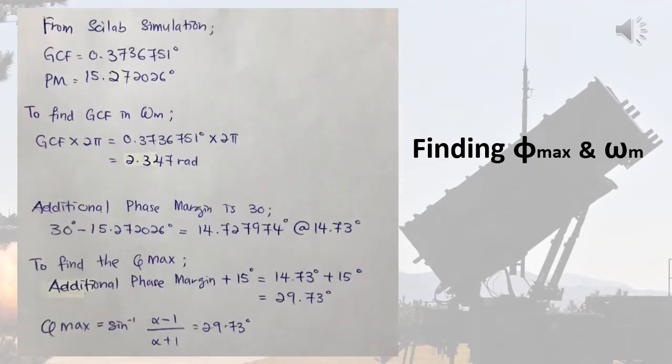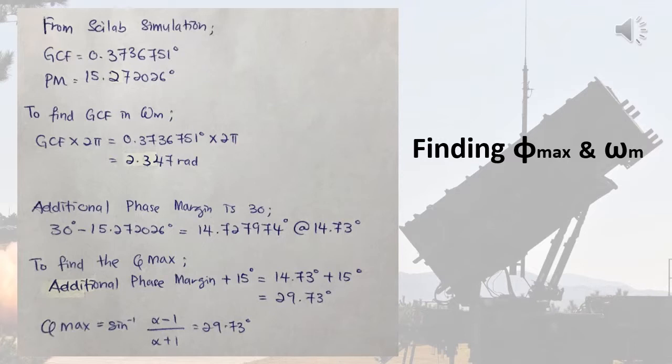From the Scilab simulation, the gain crossover frequency GCF is equal to 0.3736751, and the phase margin PM equals 15.272026 degrees. To find the GCF in omega m, we multiply GCF by 2 pi: 0.3736751 times 2 pi equals 2.347 radians, in omega m.